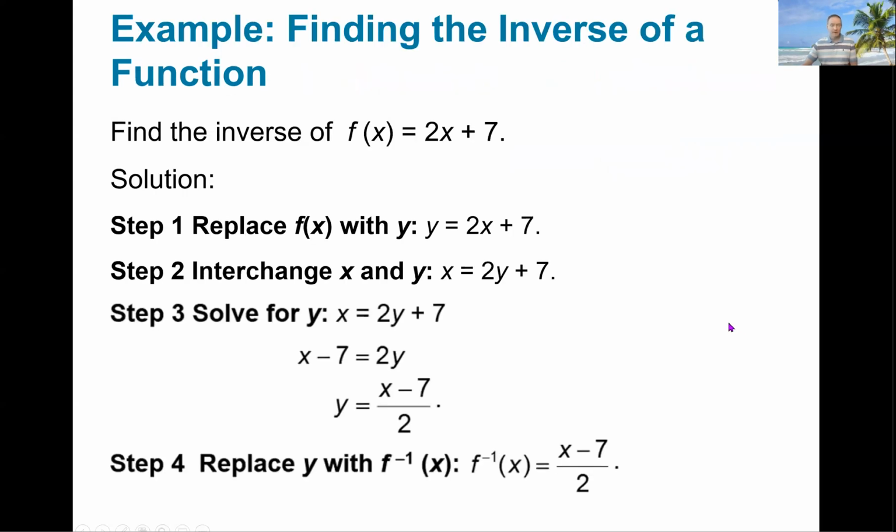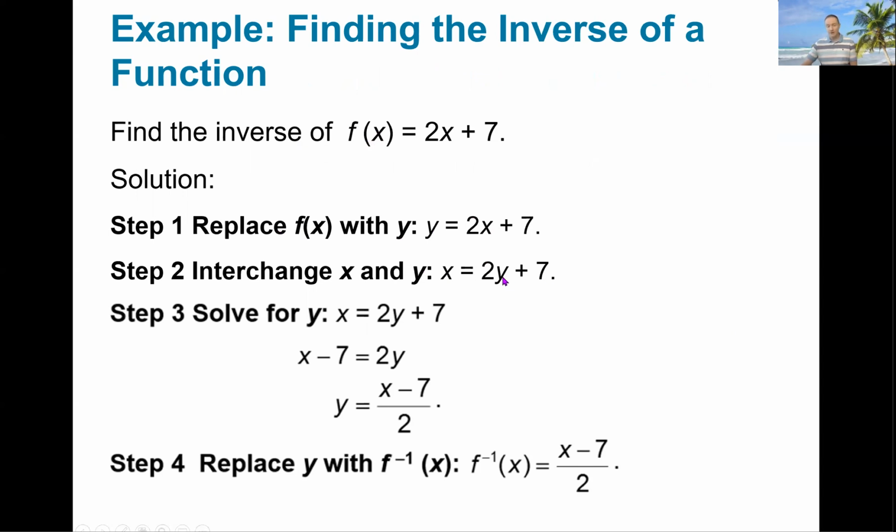Now, for the next part here, let's go ahead and find the inverse to this simplistic linear function. So we're given the original f of x is equal to 2x plus 7. Well, replace f of x with y. So then y is equal to 2x plus 7. The next step, you switch those x and y values. So now your new equation is x is equal to 2y plus 7.